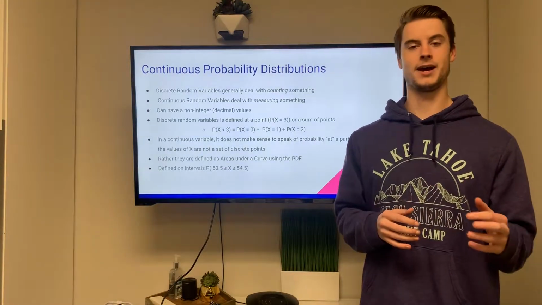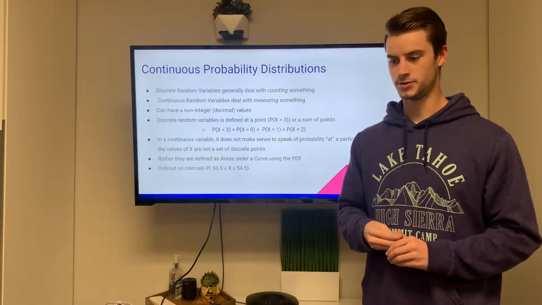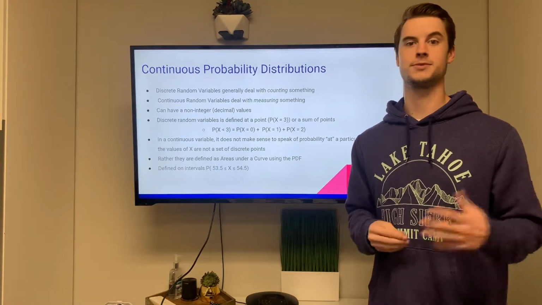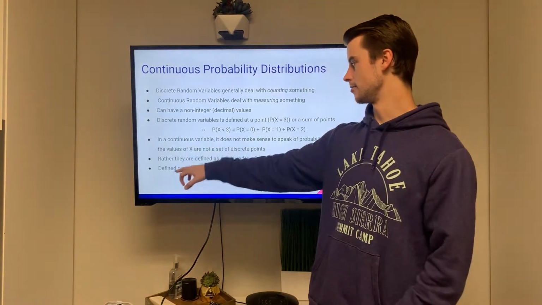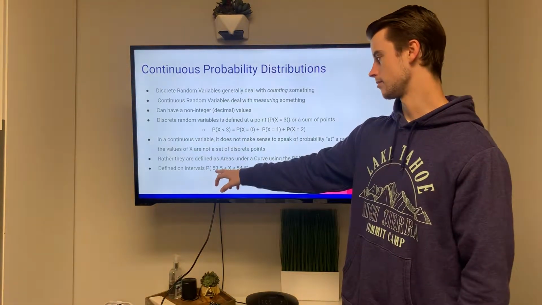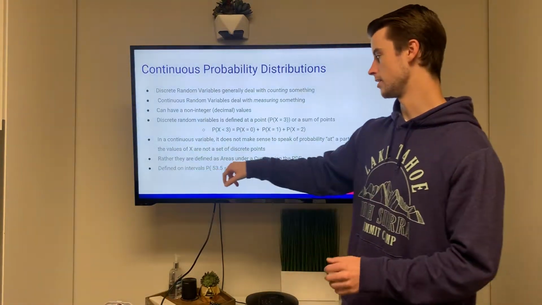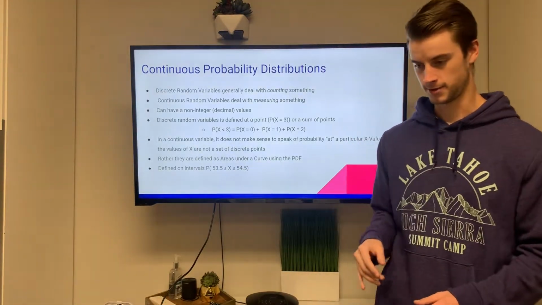Rather, we define them as what's called an area under the curve, using the probability density function we talked about earlier, the PDF, okay? Again, I said it up here, but it's defined on intervals, right? So what's the probability of x being between 53.5 and 54.5, right? That's the interval that I'm talking about.